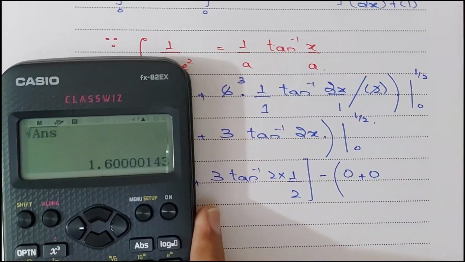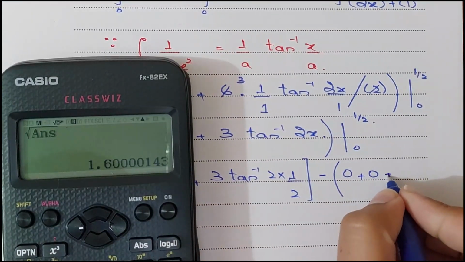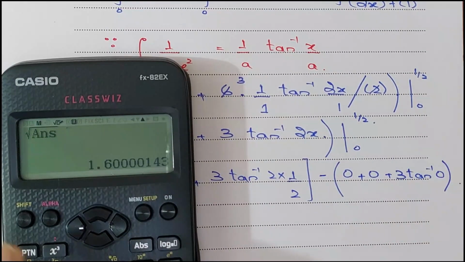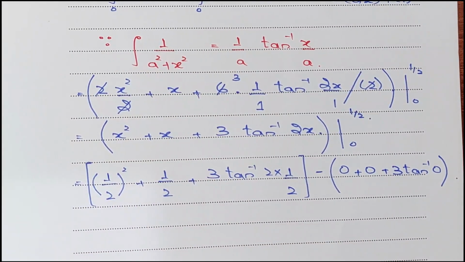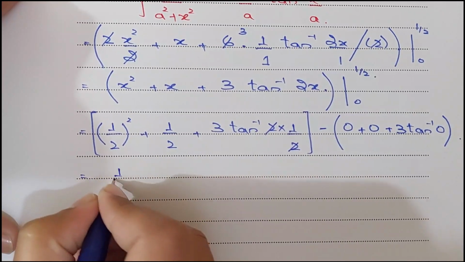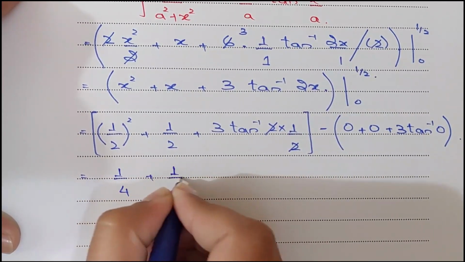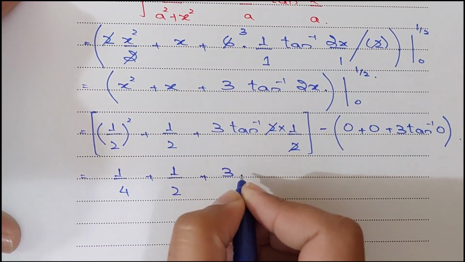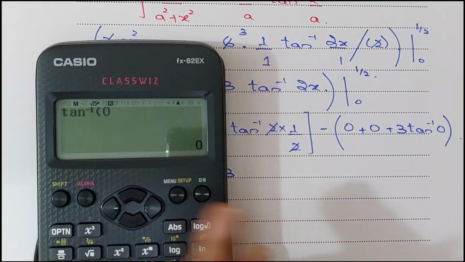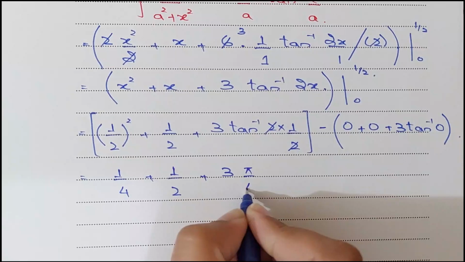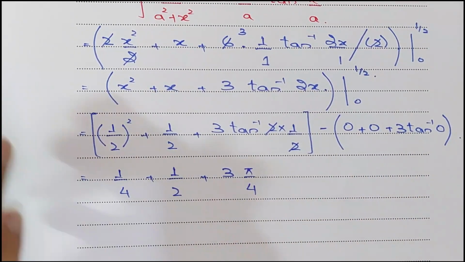I guess it is 0, plus 3 tan inverse of 0. Tan inverse of 0, it's 0, whether it is in degrees or radians. Yeah, 2 is cancelled with 2. We have 1 by 4 plus 1 by 2 plus 3 times tan inverse of 1 is 45 degrees, or if we do it in radians, tan inverse 1 is pi by 4. Yes, pi by 4. The rest of the terms are just 0.